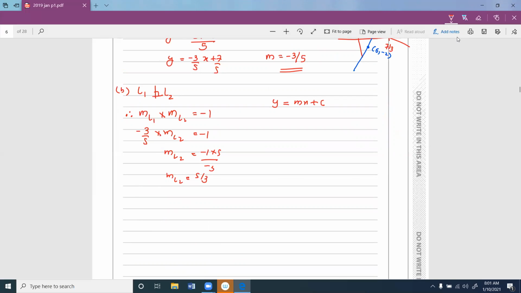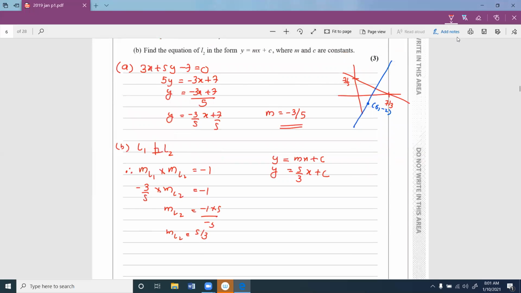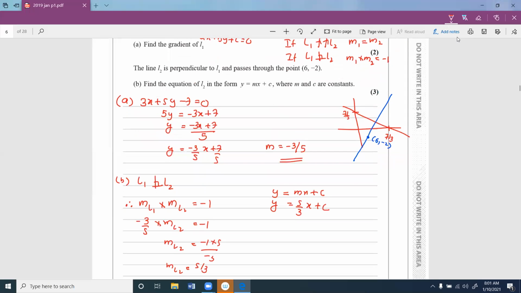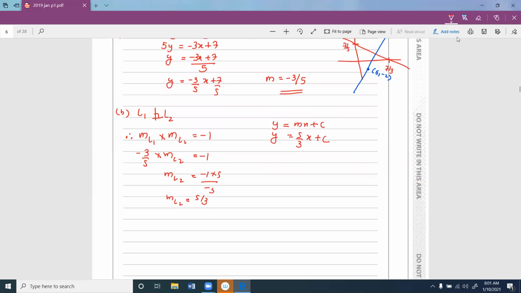Now I know m. y equals 5 over 3 x plus c. Still I don't know the value of c. To find c, they have given that it passes through (6, -2). That means when x equals 6, y becomes -2. Then you can write -2 equals 5 over 3 times 6 plus c. With that you can get the answer for c.